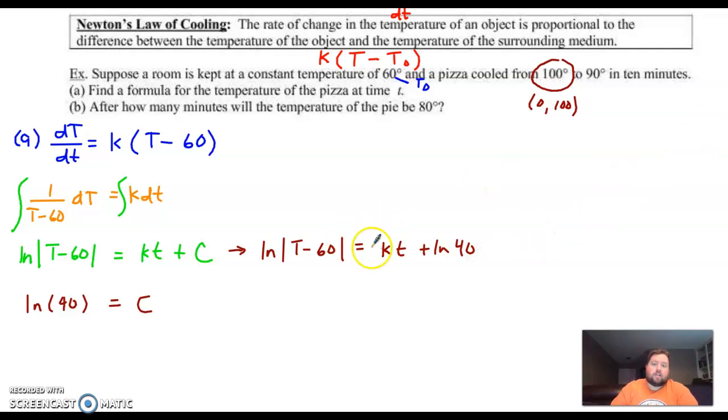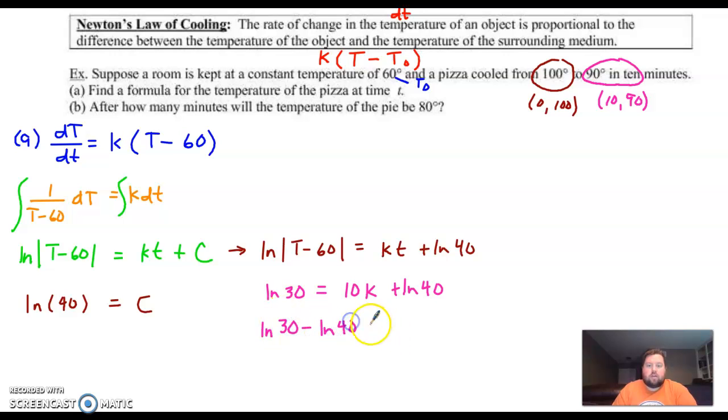Now we need to find the other constant, the k. That's where this second condition comes into play. It says 10 minutes later, it's down to 90 degrees. So that's like 10, 90 as our other initial condition. Plug in 90 here, we get natural log of 30. Plug in 10 for t, so we get 10k, and we have our plus natural log of 40. Subtract that over, and we end up with natural log of 30 minus natural log of 40 equals 10k. Remember, these can be combined into a single natural log by dividing 30 by 40. That reduces to 3/4. And we're going to divide by 10 to get k by itself.